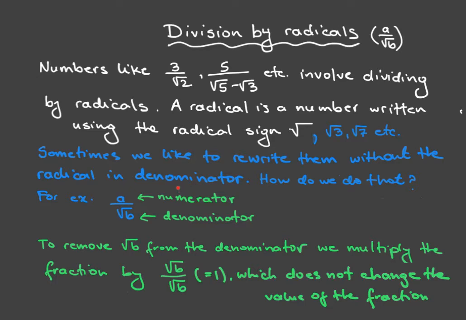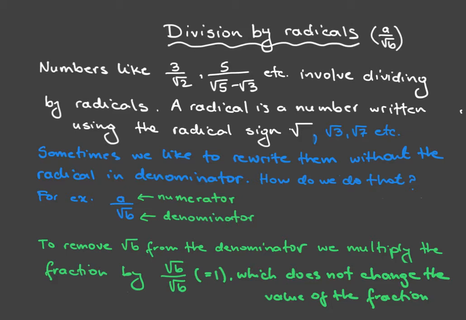But before we do that, I would like to show you where the numerator and where the denominator is. Not that you don't know, but just to recall it. So, for example, a divided by square root of b. The numbers or letters above the line are in the numerator, and below the line, like square root of b, they are in the denominator.